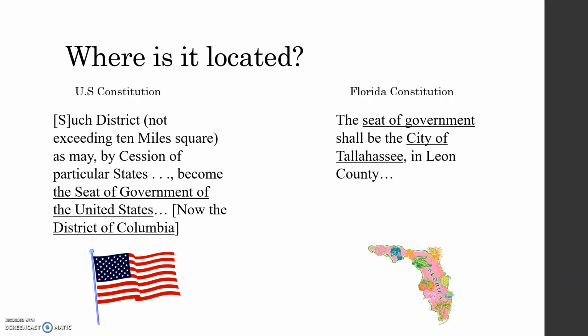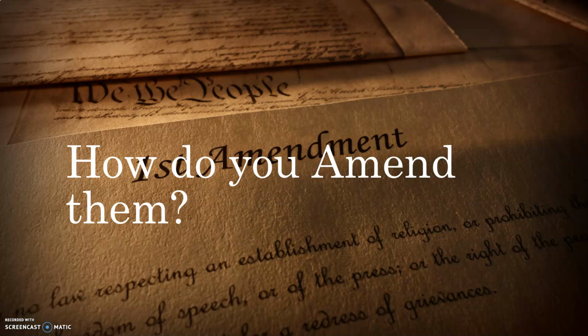The U.S. Constitution states that our government, for the national level, such district not exceeding 10 miles square, as may, by cession of particular states, become the seat of government of the United States, now the District of Columbia. For Florida, it states in our Florida Constitution that the seat of government shall be the city of Tallahassee in Leon County. That's why Tallahassee is our state capital, because our state constitution says Tallahassee is where the government shall be. Now, that's all fun and stuff, but let's talk about how do you amend these constitutions.